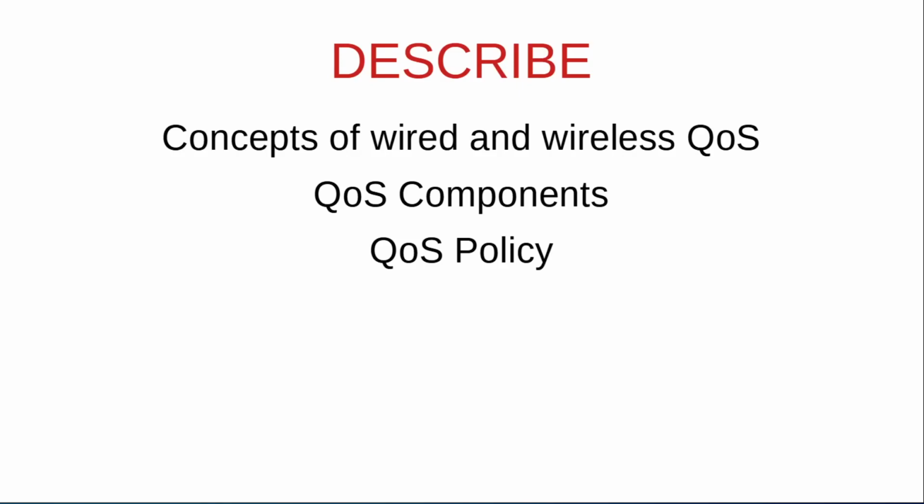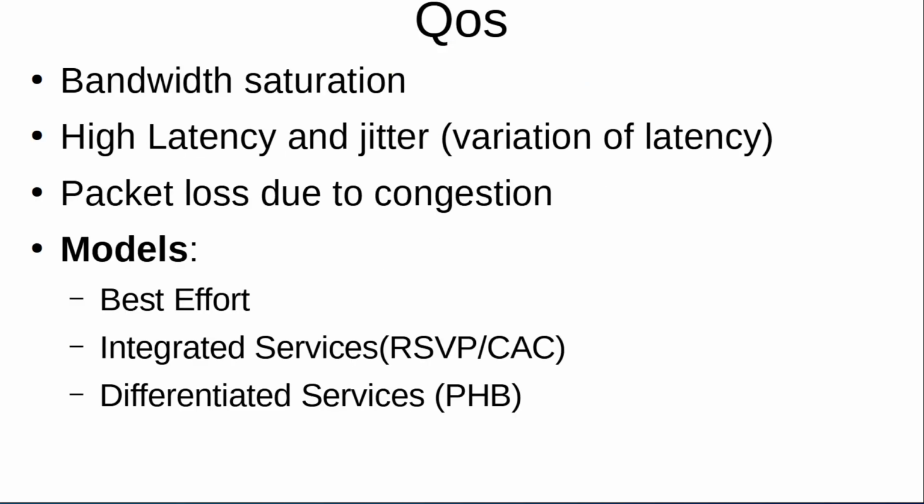Describe concepts of wired and wireless quality of service components, and quality of service policy. Remember that quality of service helps you if you have bandwidth saturation, high latency jitter, that is a variation of latency, or packet loss due to congestion. You can choose among many quality of service models.